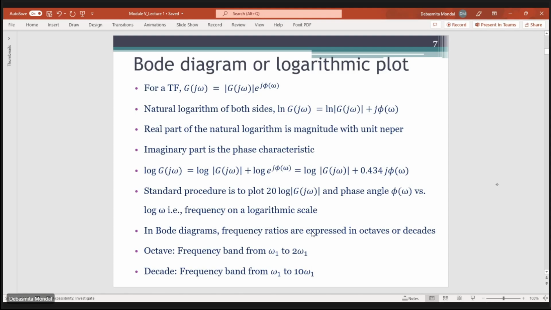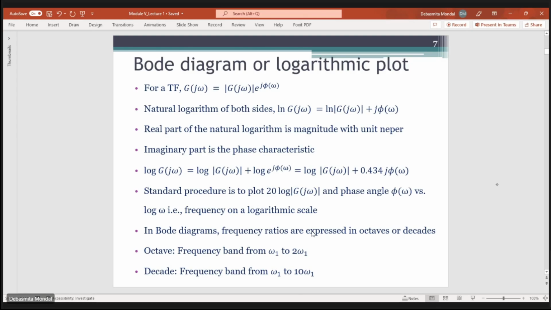If you take the natural logarithm, that is ln of both sides, on the left hand side you will have ln of G of j omega equals ln of the magnitude part plus ln of the phase component, and ln of this component is nothing but j into phi of omega. So you have a real part and an imaginary part. The real part of the natural logarithm represents the magnitude of this transfer function, and the unit is given by Napier. The imaginary part corresponds to the phase characteristics of the transfer function.